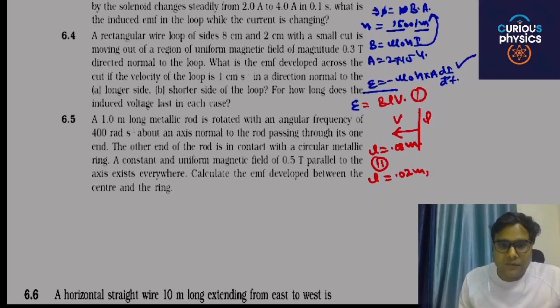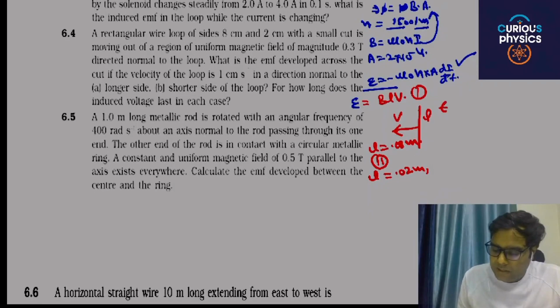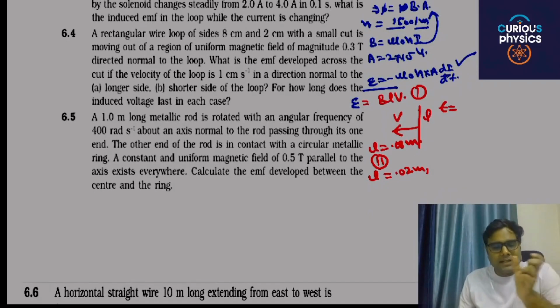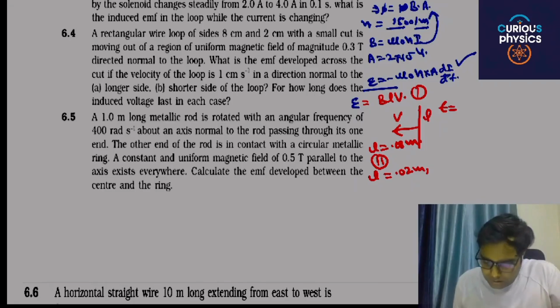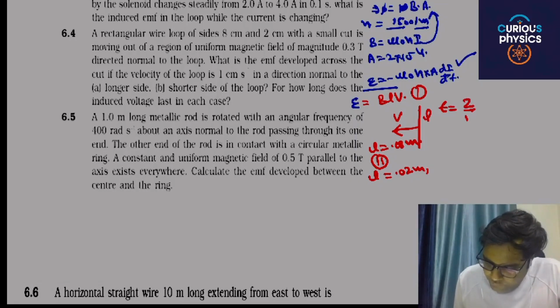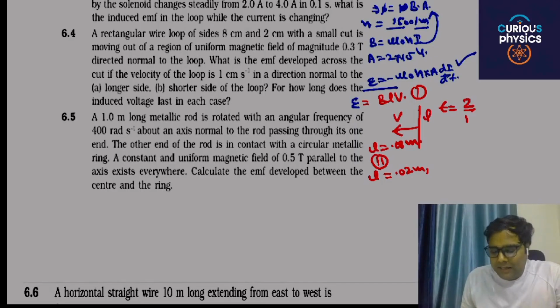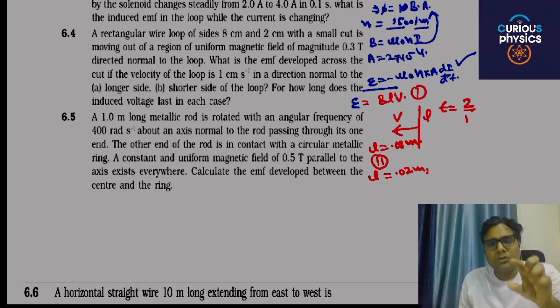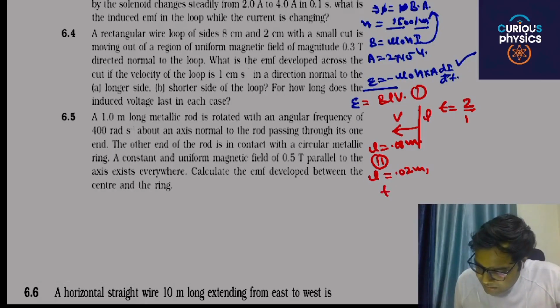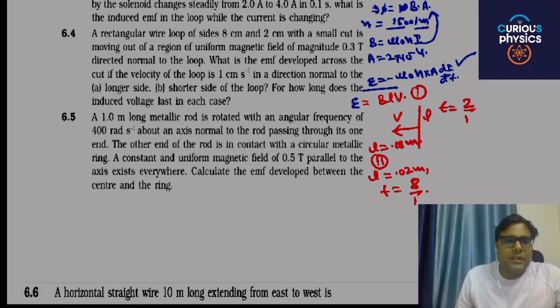In the first case, what will be the time? If this is the longer length and this is the shorter length, then the time will be 2 by 1. In the second case, if the shorter length is perpendicular to v, then the loop has to travel a distance equal to the longer length. So in the second case the time will be 8 by 1. Are you able to understand my point or not?